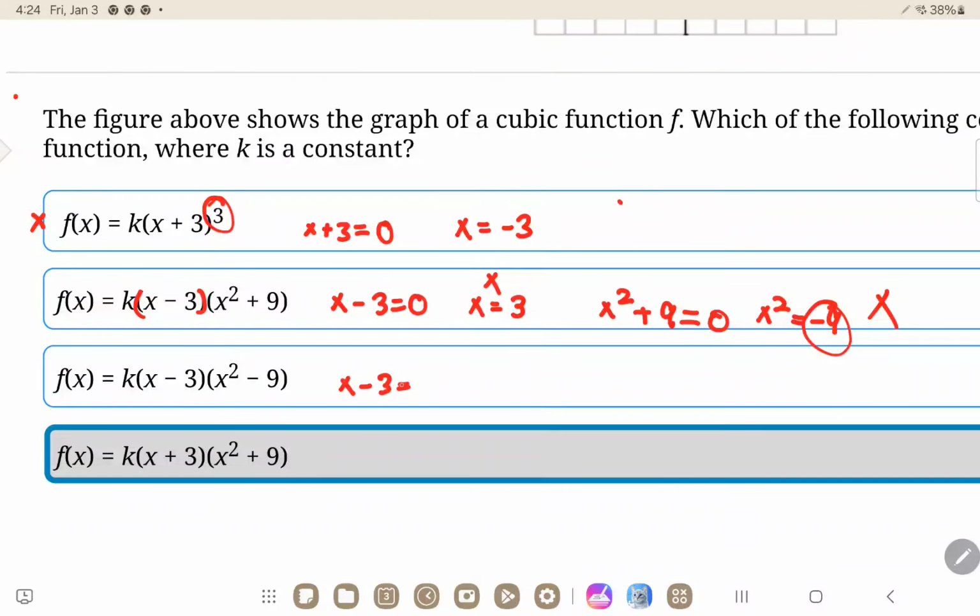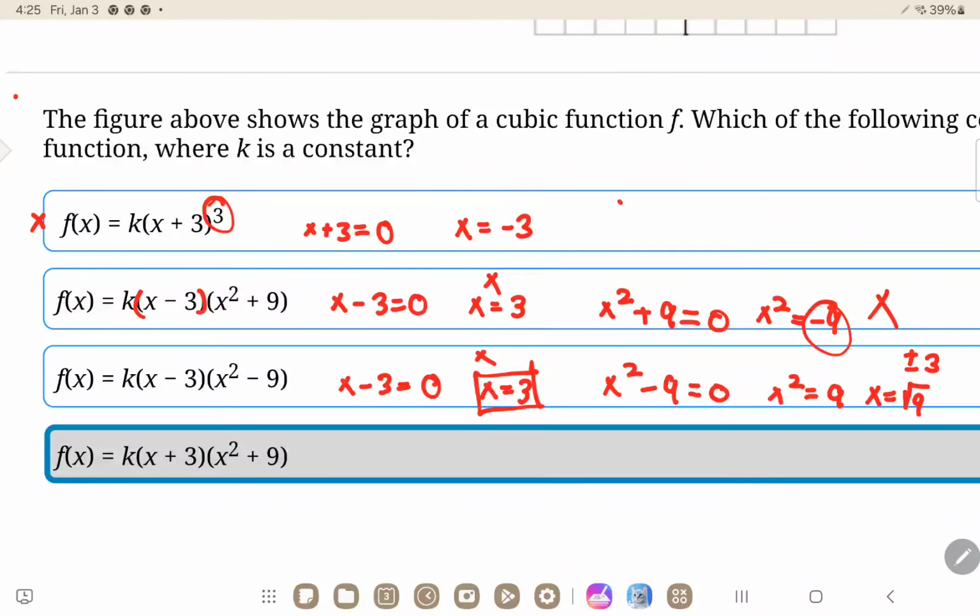X minus 3 equals 0, so x equals 3. This does not fulfill the first condition. Let's see if it fulfills the second one. X squared minus 9 equals 0, so x squared equals 9. X equals radical 9, so it's positive or negative 3. So here we have more than one real root, meaning we have 3 and -3. So that means first of all, our root isn't -3 and we have more than one.